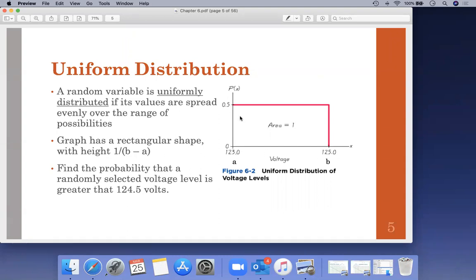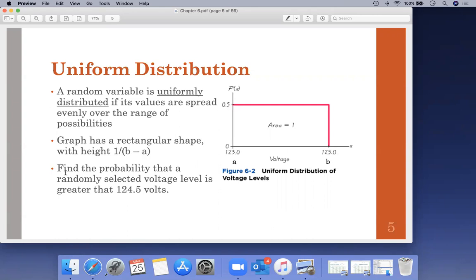Okay, can we get this one? We'll check. 1 divided by b minus a. Our b is 125, a is 123. So the difference is 2. So 1 over 2 is 0.5. Yes, it's correct. The height of the rectangle is 0.5.